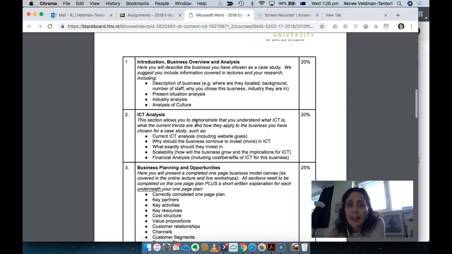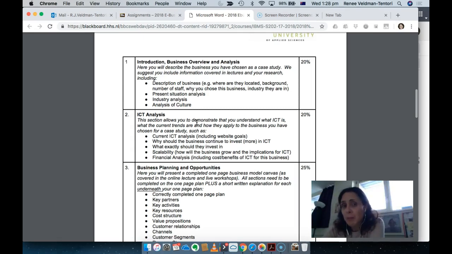Present situation analysis, again, how you do that is up to you, but it's just a little bit about where is the business now, how long have they existed, what are they focusing on, a bit about the industry. There may be tools that you've learnt in your previous studies to conduct these types of analysis, but we're not looking for any ones in particular. You just need to describe these areas.